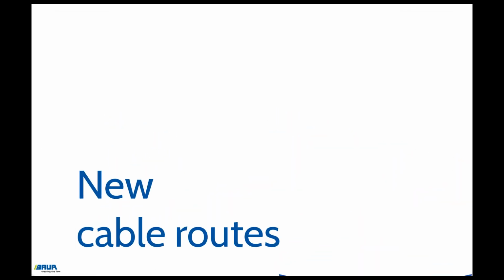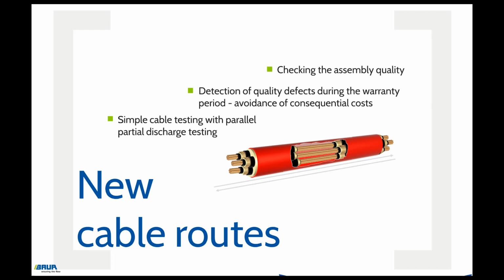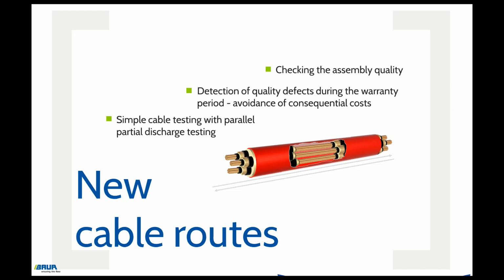Before the commissioning of new cable routes, testing and diagnostics are mainly used to check the assembly quality. Quality defects can be detected on time, thereby avoiding high consequential costs. In addition, newly laid cables are tested for safety-related defects by a simple cable test along with partial discharge testing.